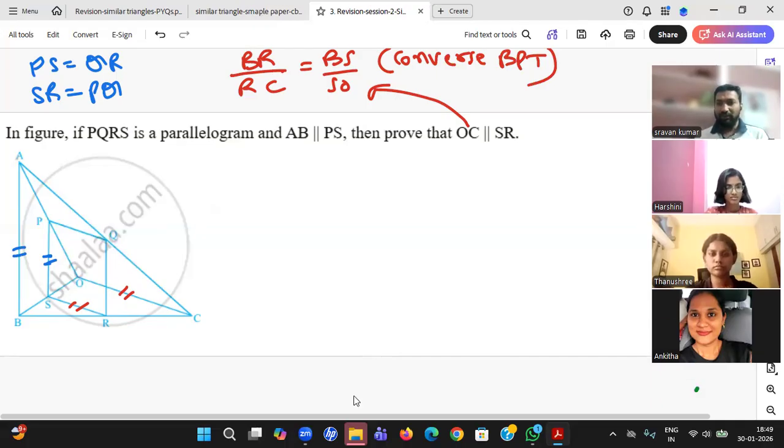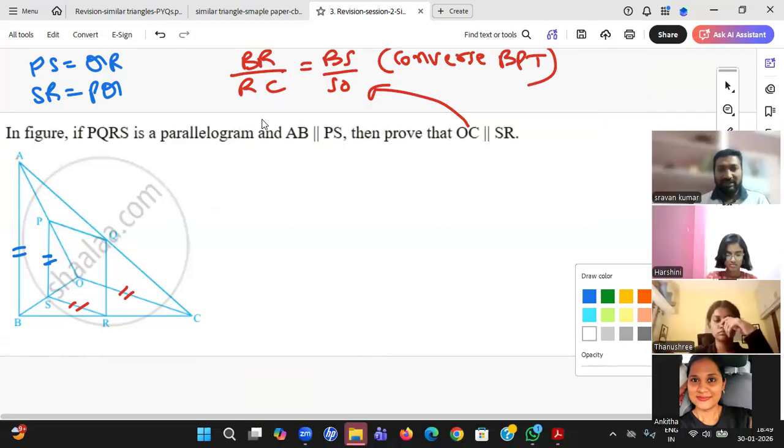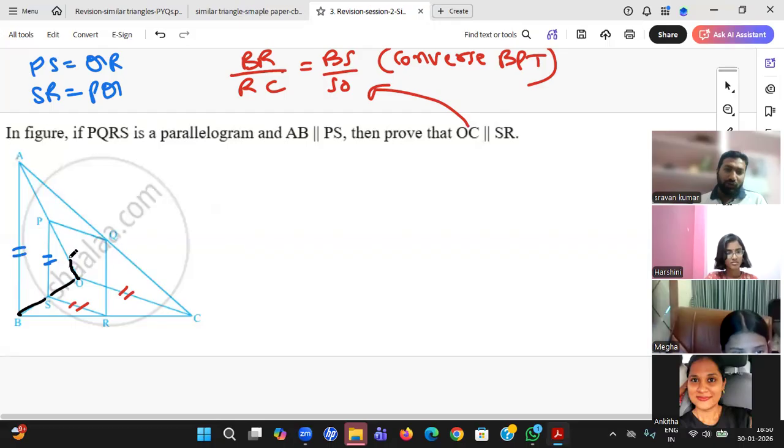Yes, sir. Okay. Yes, Megha. How to bring these two things in the picture, BR by RC, or else BS by SO? BS by SO is here, beta. How to bring these two things in the picture? We can take the triangle AOB because we already know that it's parallel. Very good. Students, she is telling, sir, take the big triangle AOB.